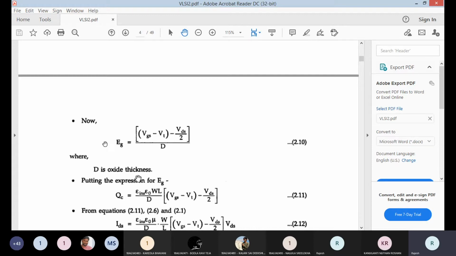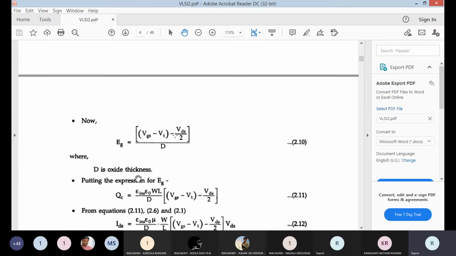So in general, electric field is nothing but potential difference divided by capital D. Capital D here means thickness of oxide layer. But what is the effective voltage? We have to consider gate to source voltage, which is effective. What is the effective voltage? VGS minus VTN.